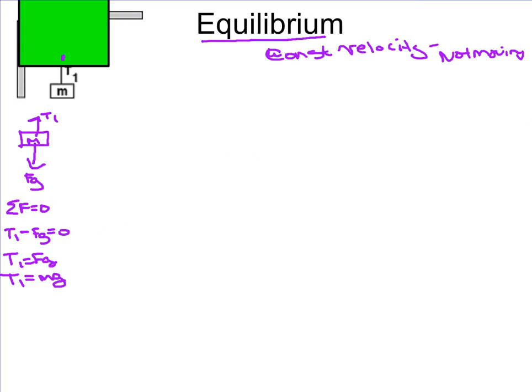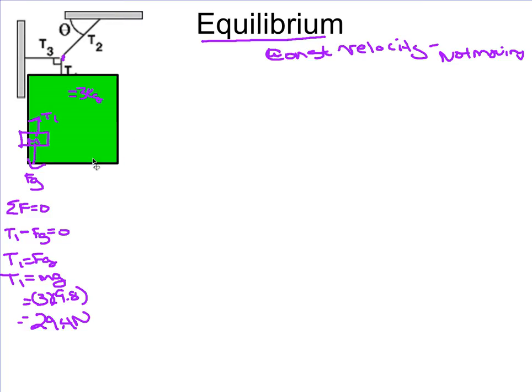So if I know my mass, I can find the tension T1. For simplicity's sake, why don't we go on and find the mass? Let's say M1 equals 3 kilograms. So the tension in the first chord is going to be 3 kilograms times 9.8. 3 times 9.8 is equal to 29.4 newtons.